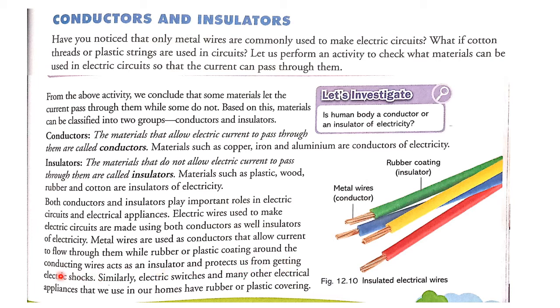So we see that the metal wires are used as conductors to allow current to pass through them, and they are coated with rubber or plastic so that we do not get any electric shock. You see here, this is the metal wire, this is the conductor and this is the rubber coating. This is the insulator. Similarly, electric switches and many other electrical appliances that we use in our home have rubber or plastic covering.